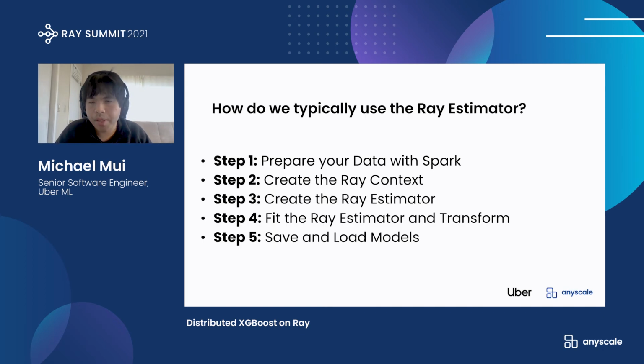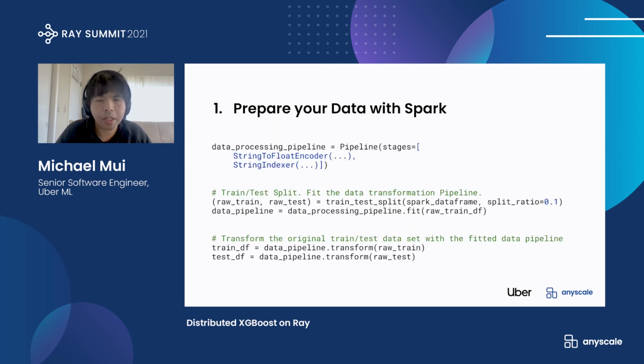And to make this more concrete, I do want to show you an example of how this can be authored by a user at Uber, typically using our workflow authoring framework or within a Jupyter environment. A typical flow may look something like this, where in the first step, you'll create some kind of data processing pipeline composed of transformers and estimators. And in this example, we have string encoders, string indexer, and string to float encoders. And we randomly split the data set into train and test for cross-validation. And by fitting the pipeline to the train data frame, we get our fitted data pipeline that will transform the raw data into features.